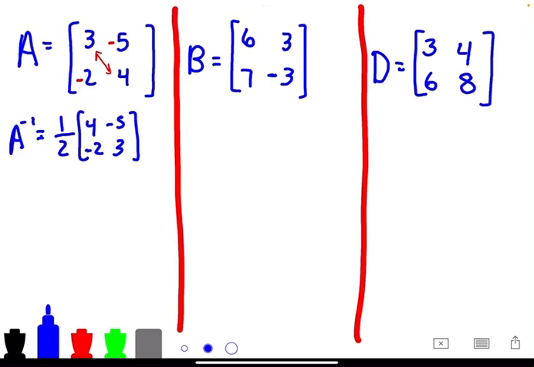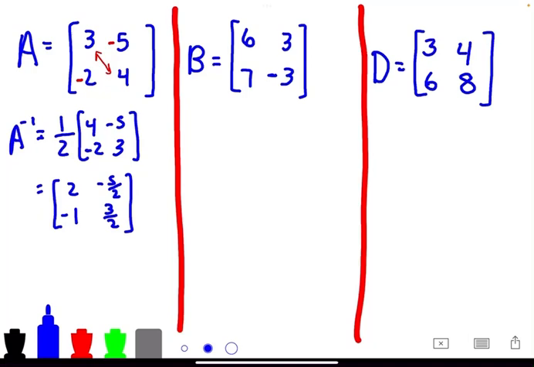Okay, now we basically use scalar multiplication as we've done before. So we come down again. 1/2 times 4 gives us 2. 1/2 times negative 5 gives us a negative 5 halves. 1/2 times negative 2 is negative 1. And 1/2 times 3 gives us 3 halves. That's the inverse.